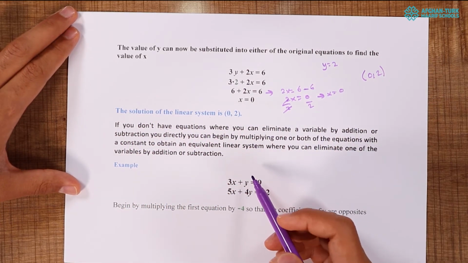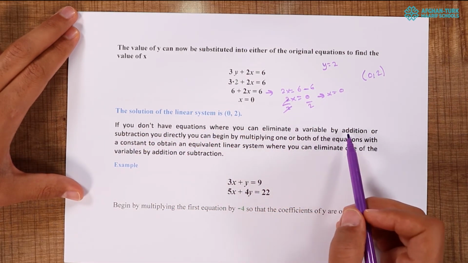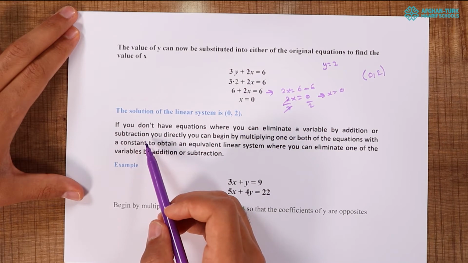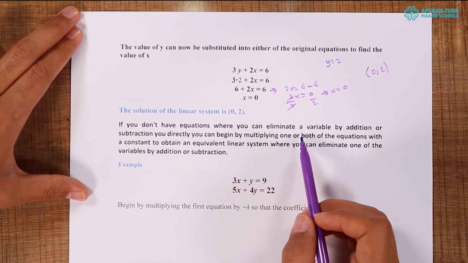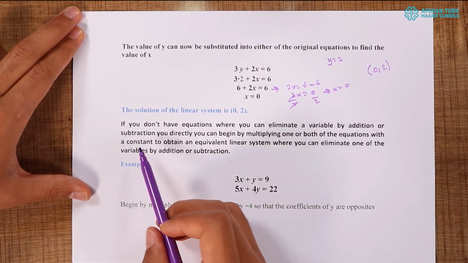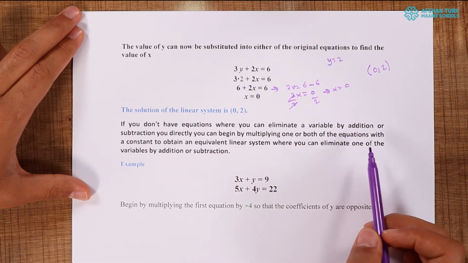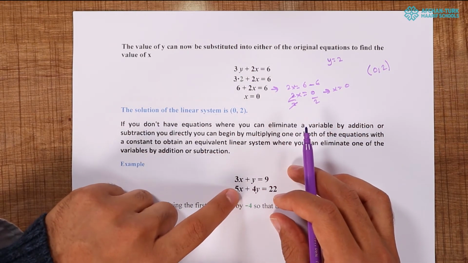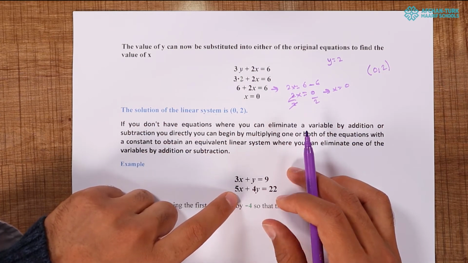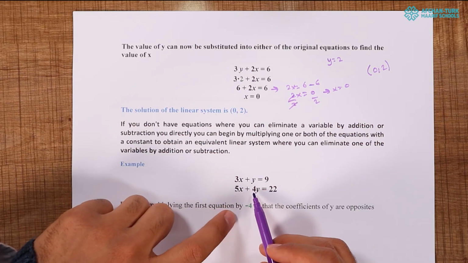And also, if you don't have equations where you can eliminate a variable by addition or subtraction, okay, you can begin by multiplying one or both of the equations with a constant to obtain an equivalent linear system where we can eliminate one of the variables by addition or subtraction. As you see here, in the previous question, we had plus 2x and minus 2x. Easily we can eliminate it, okay?